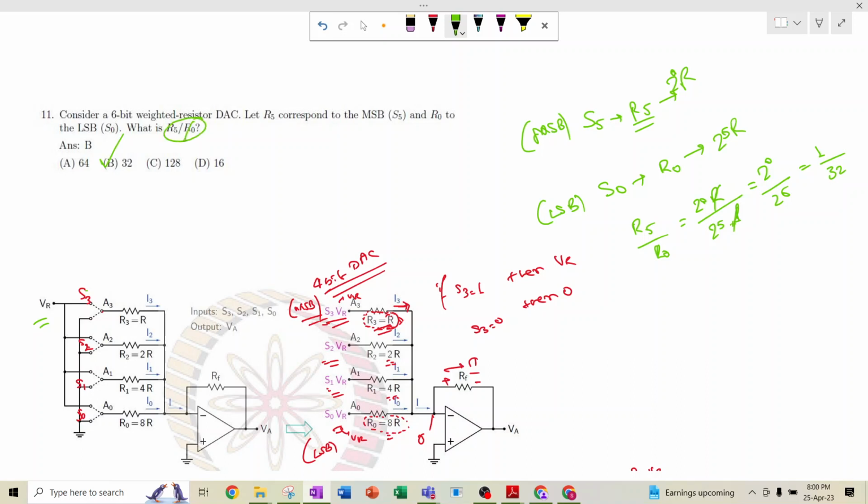Actually, this question is wrong. It should be R0 divided by R5, because the resistance connected to the MSB is always less than the resistance connected to the LSB. If the resistance is less in the case of the MSB, then more current will flow.